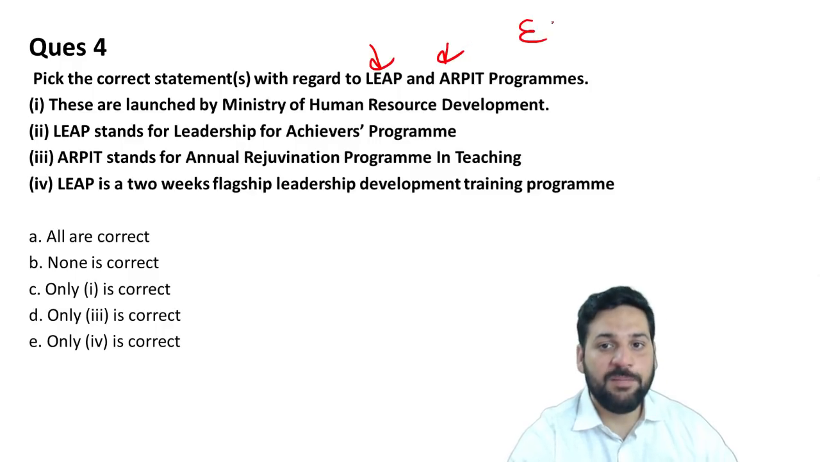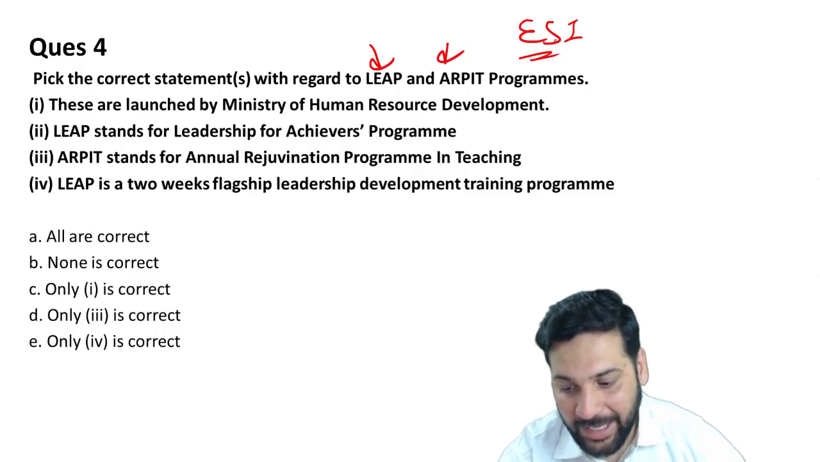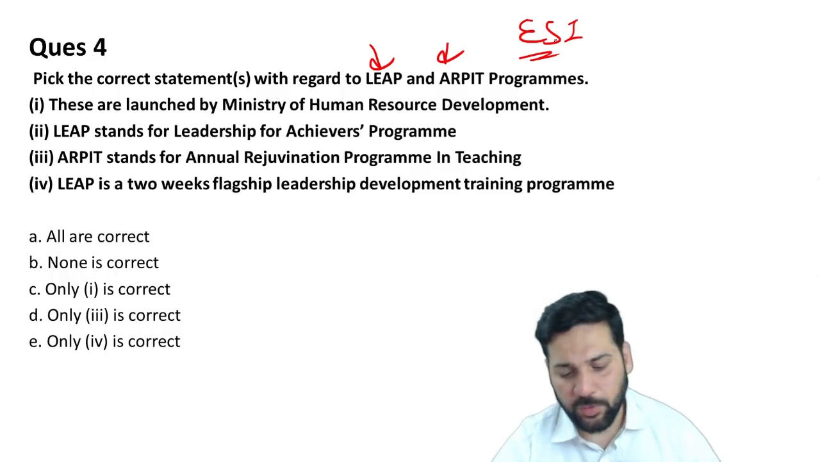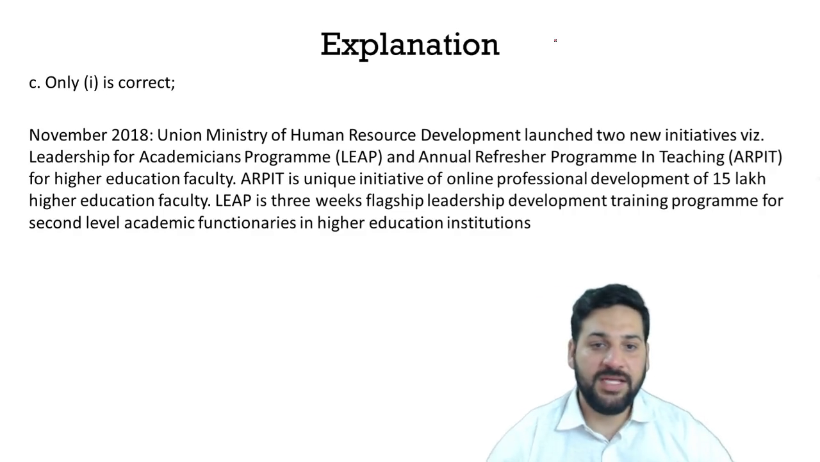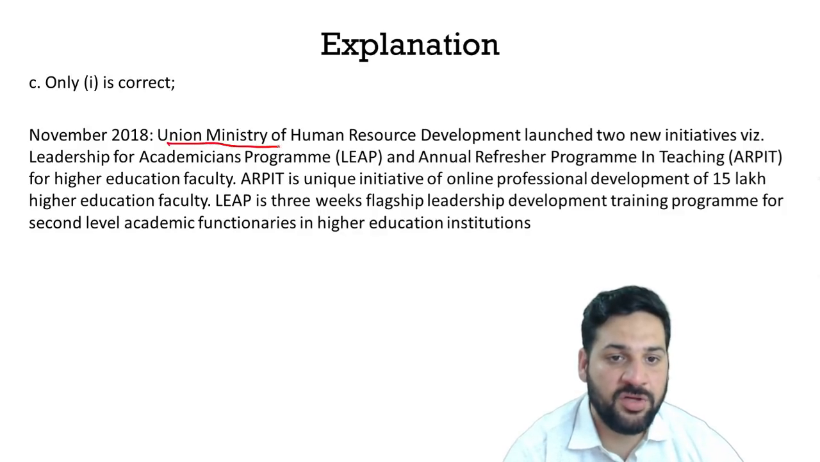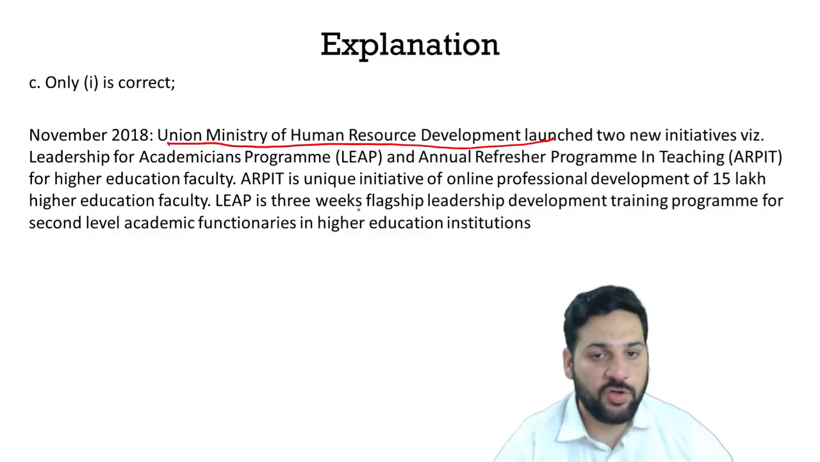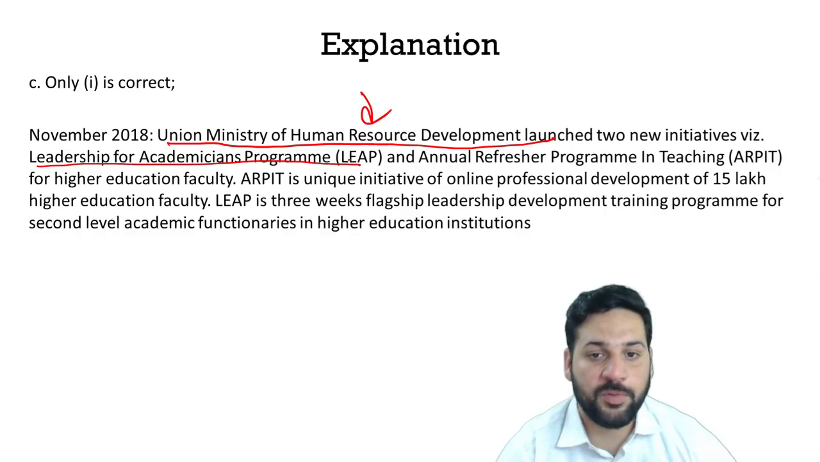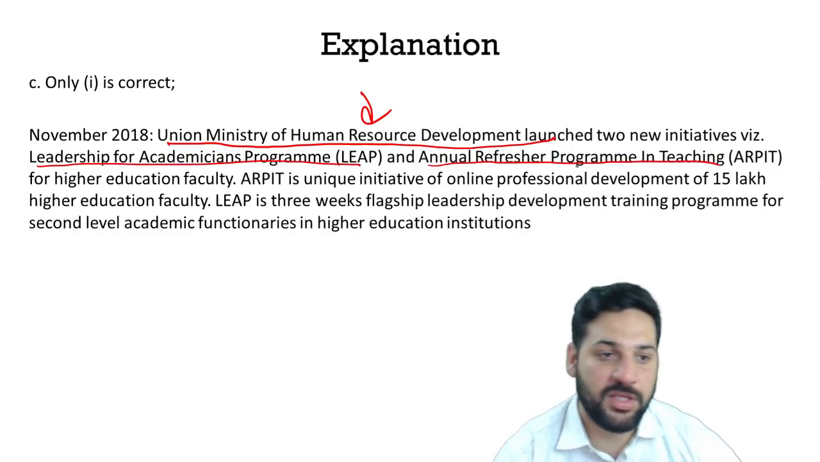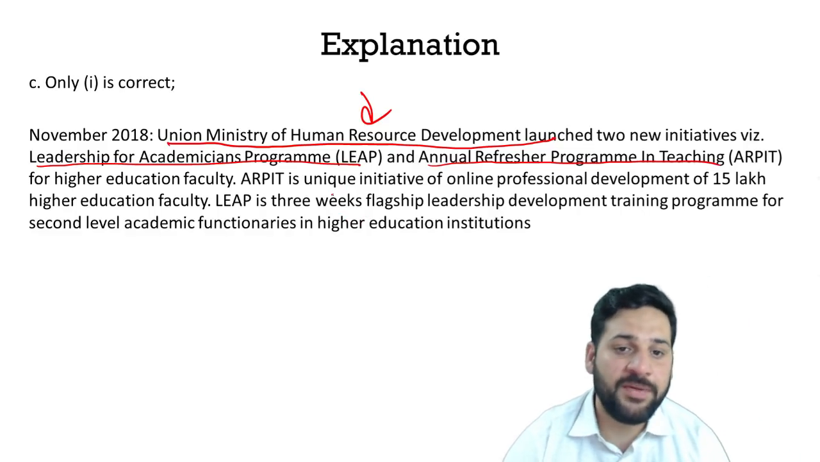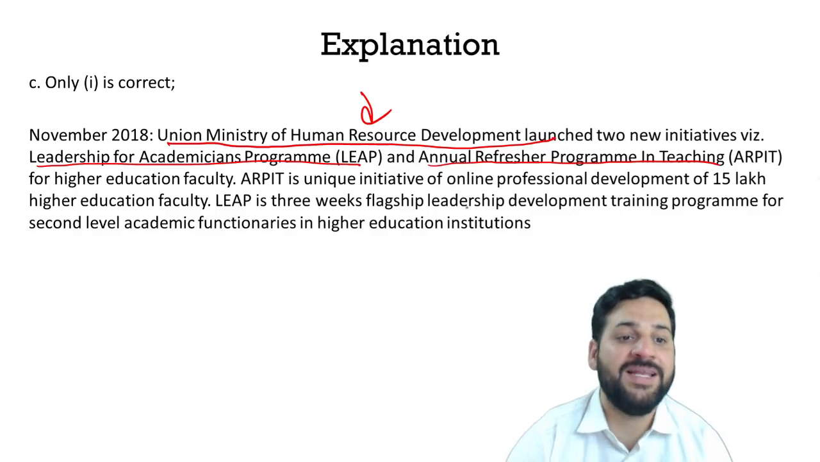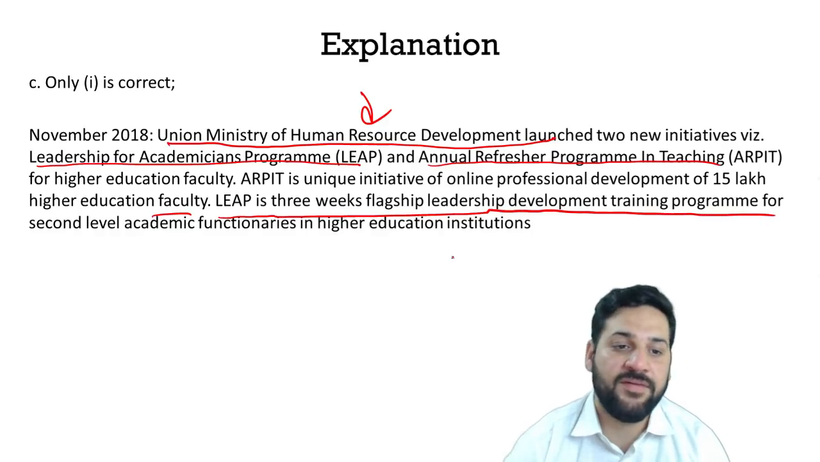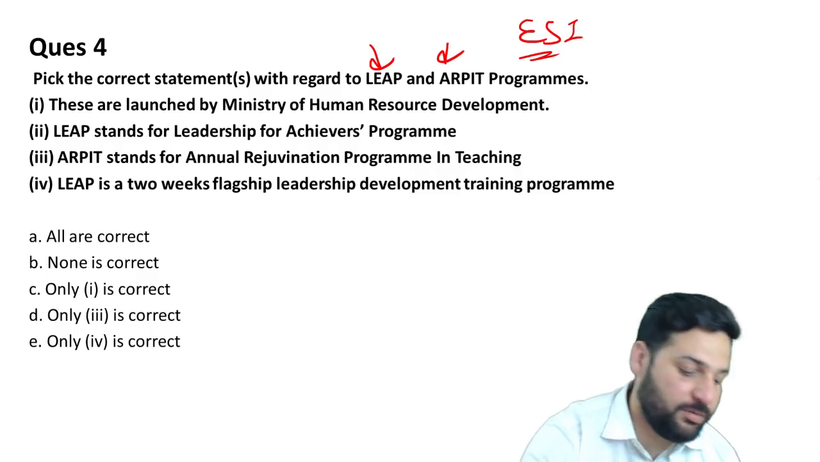Now pick the correct statement about the LEAP and the ARPIT programs. LEAP and ARPIT program, really important question for the ESI section, right? Give me the correct answer. Let me explain to you. First of all, these are launched by the Ministry of HRD, right? Obviously, if there is any education program, it should be launched by the HRD ministry. So LEAP is Leadership for Academicians Program, and ARPIT is Annual Refresher Program in Teaching, right? For higher faculty. ARPIT is a unique program of online professional development of 15 lakh higher education faculty, while LEAP is a 3-week flagship leadership development training program for second-level academic functionaries in higher education.